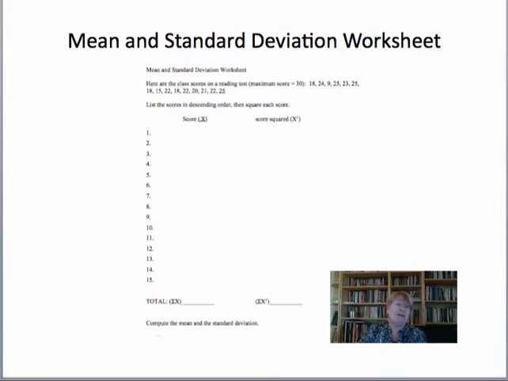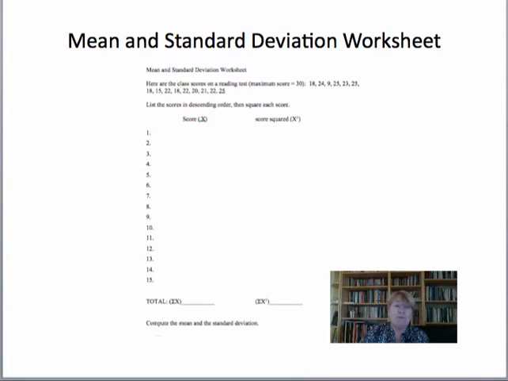You have a worksheet that you can download from Moodle, and it looks like this. It's the mean and standard deviation worksheet. On that worksheet, you have a number of scores. There are 15 scores total on a reading test, and the maximum score on that test could be 30. That's something to remember later on.